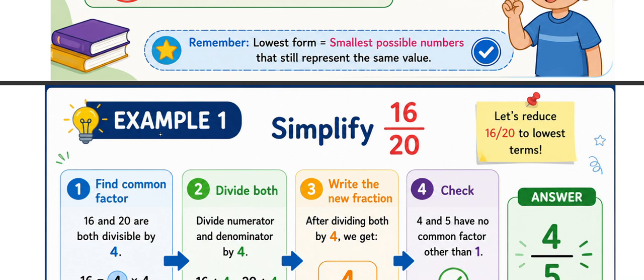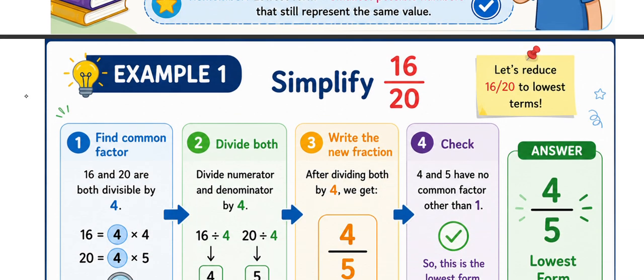Okay. Now let's see example number 1. Simplify 16 upon 20. Let's reduce 16 upon 20 to lowest terms. It is not in lowest terms, so we will convert it into lowest terms and find an equivalent fraction of 16 upon 20. So how to do that? First of all, find the common factor. We will find the common factor of 16 and 20. Now how to find the common factor of 16 and 20?